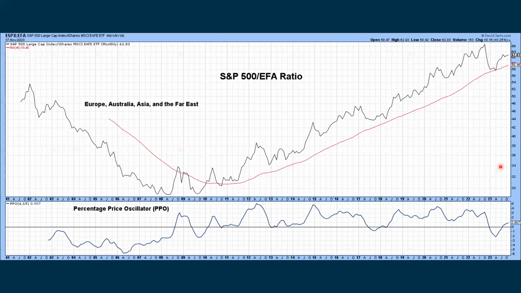Then we look at the S&P 500 and compare it with a monthly chart of different stocks throughout the world. We look at stocks in Europe, Australia, Asia, and the Far East. We're above the moving average, which means the S&P is outperforming. And then we look at what is the momentum of that ratio. And even though it's rolling over just a little bit, it's still above zero and it remains positive.